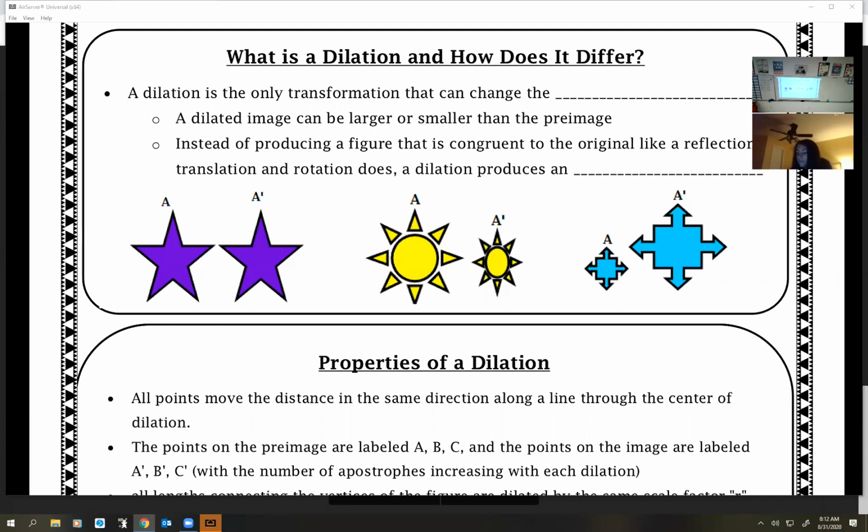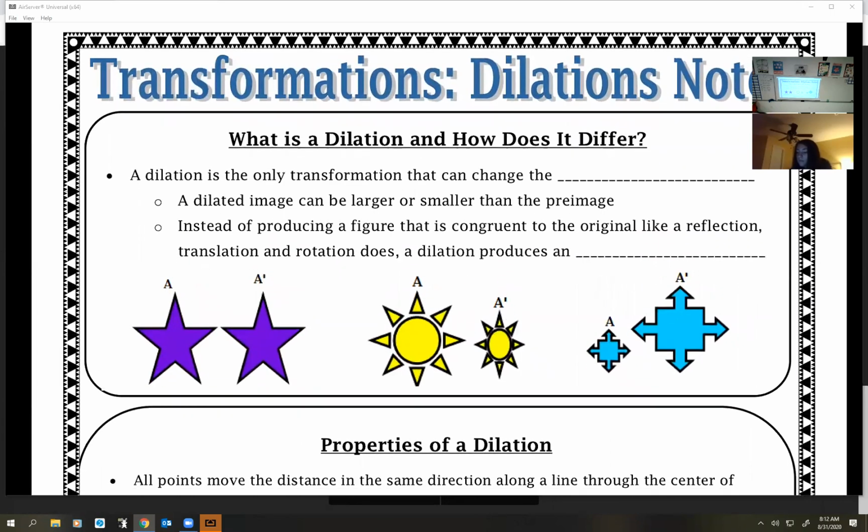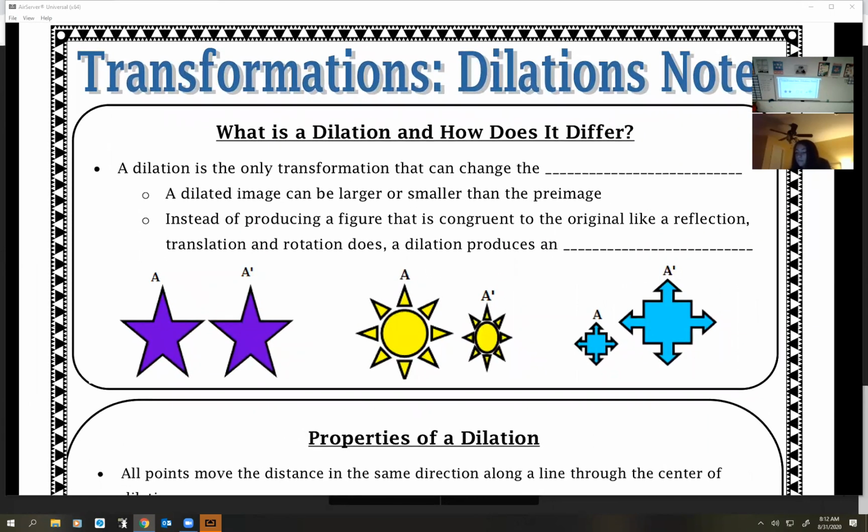Good morning. All right, so today we're talking about dilations. So what is a dilation and how does it differ? Can anybody tell me what makes a dilation different? Do you remember we talked about it in the first couple lessons? What makes a dilation different than the other three we've talked about? What about the size? The shapes? What is a dilation going to do to the size that the other ones didn't? It's going to change it.